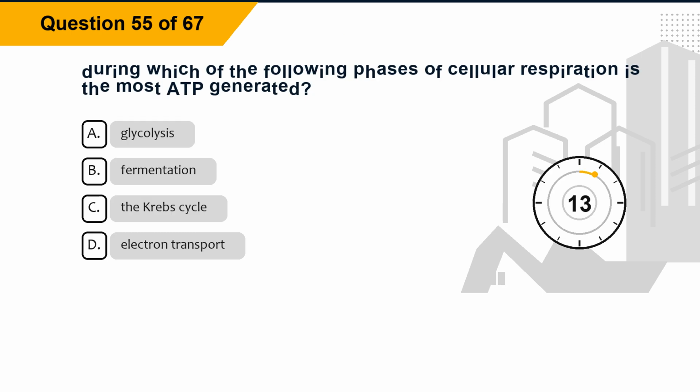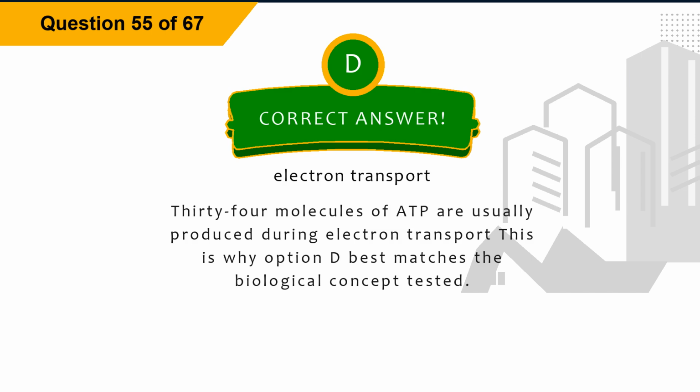Question 55. During which of the following phases of cellular respiration is the most ADP generated? Option A, glycolysis. Option B, fermentation. Option C, the Krebs cycle. Option D, electron transport. The correct answer is option D, electron transport. Explanation. 34 molecules of ATP are usually produced during electron transport. This is why option D best matches the biological concept tested.